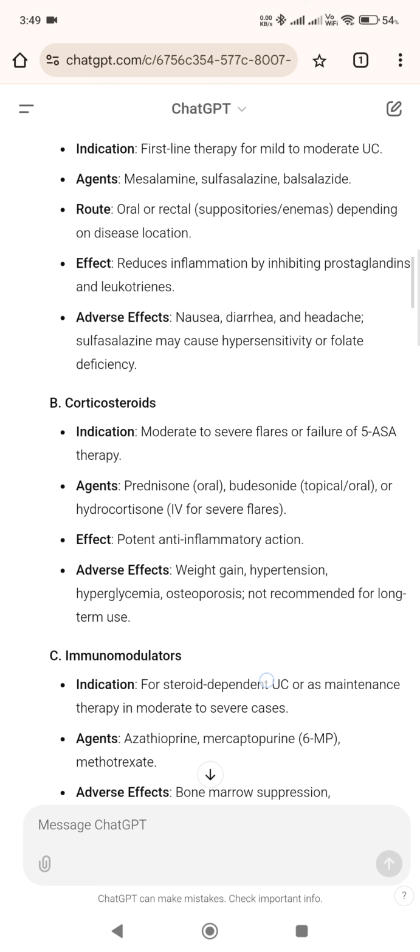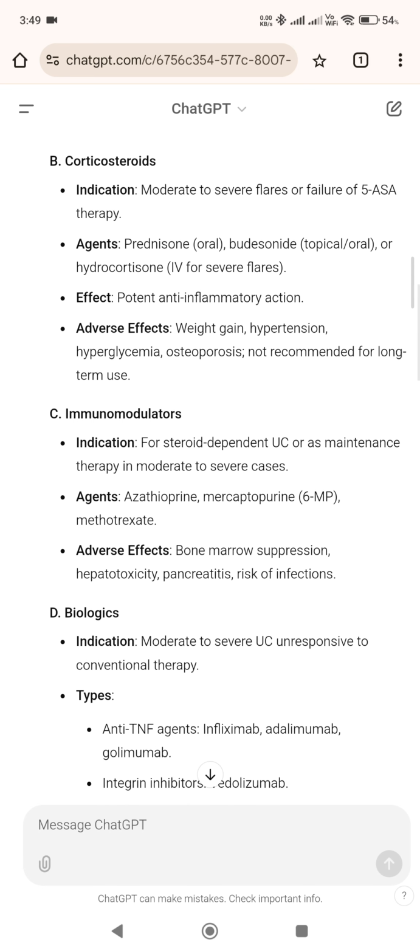C. Immunomodulators. Indication: for steroid-dependent UC or as maintenance therapy in moderate to severe cases. Agents: azathioprine, mercaptopurine, 6-MP, methotrexate. Adverse effects: bone marrow suppression, hepatotoxicity, pancreatitis, risk of infections.